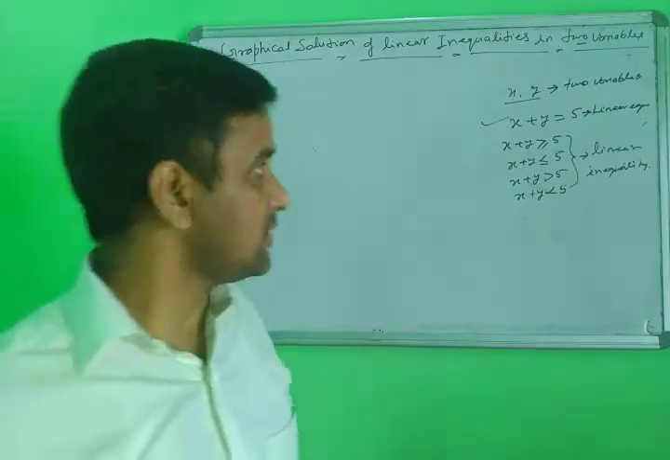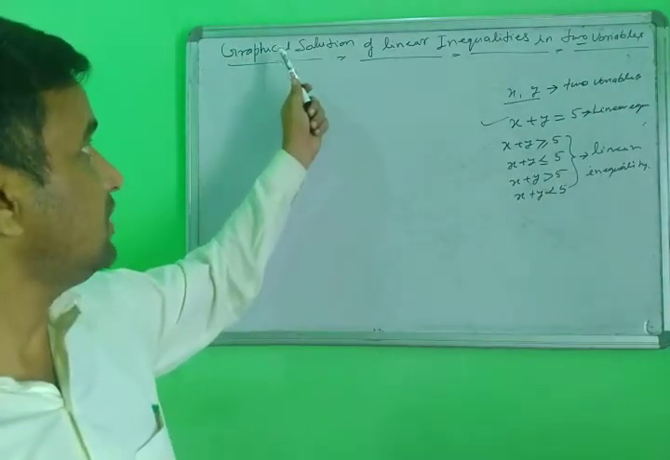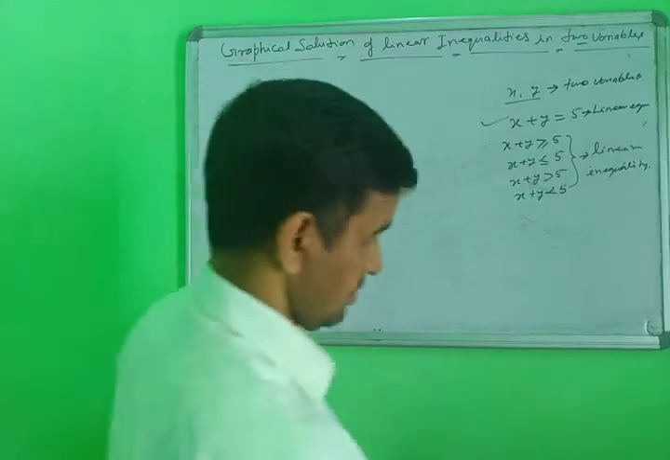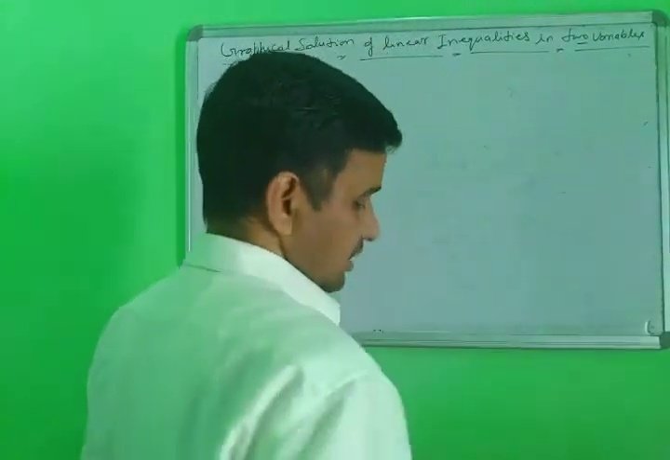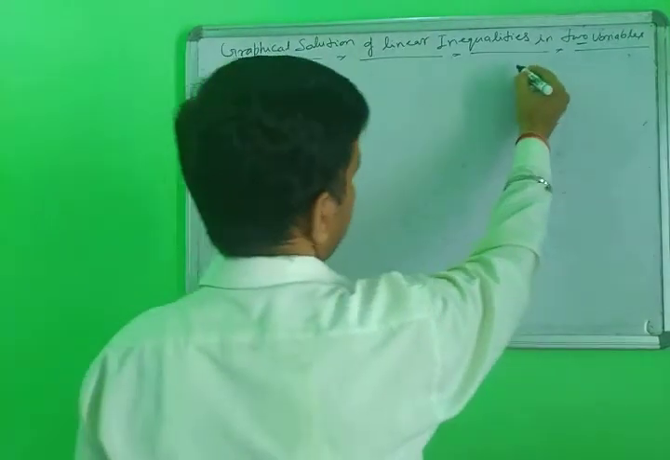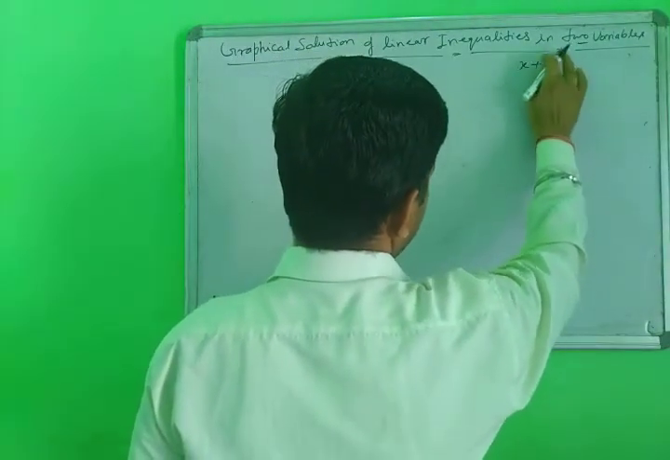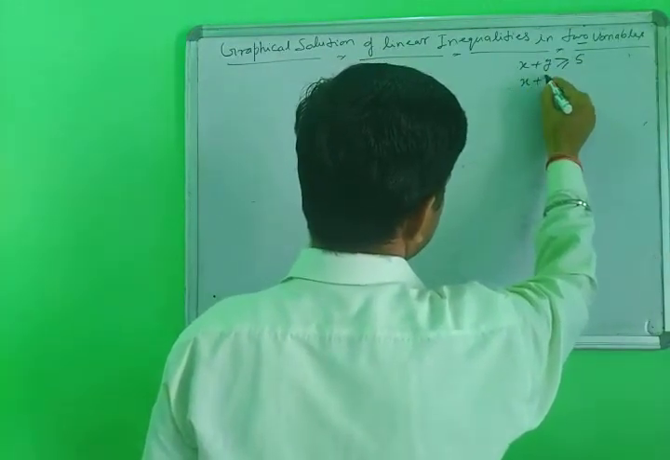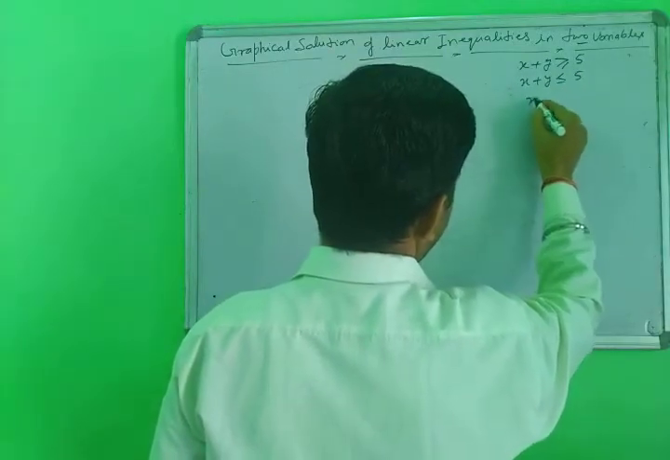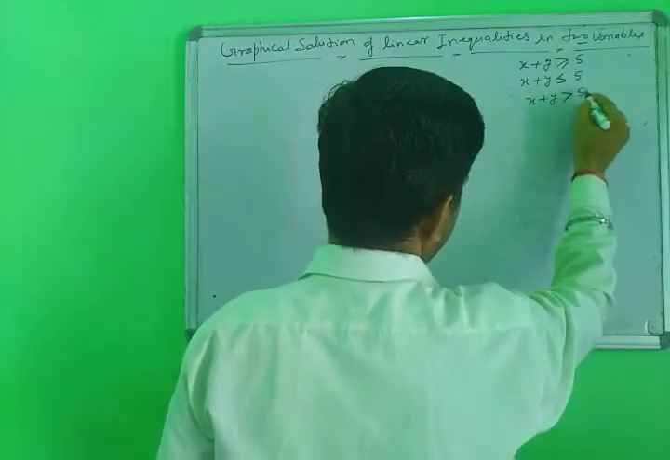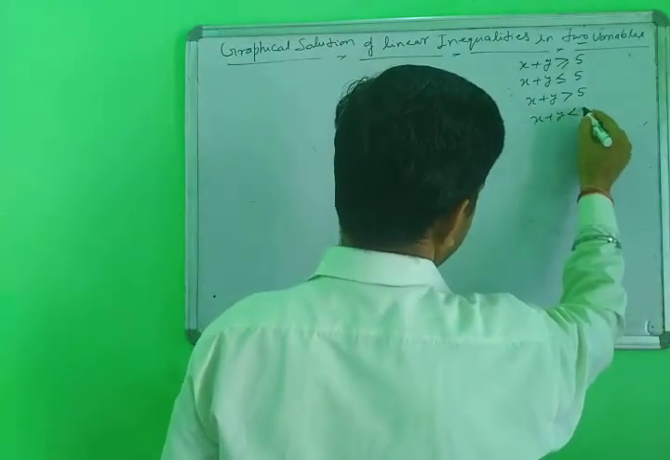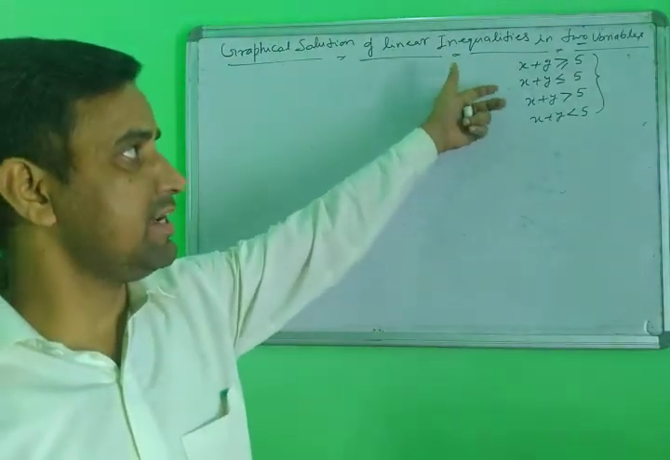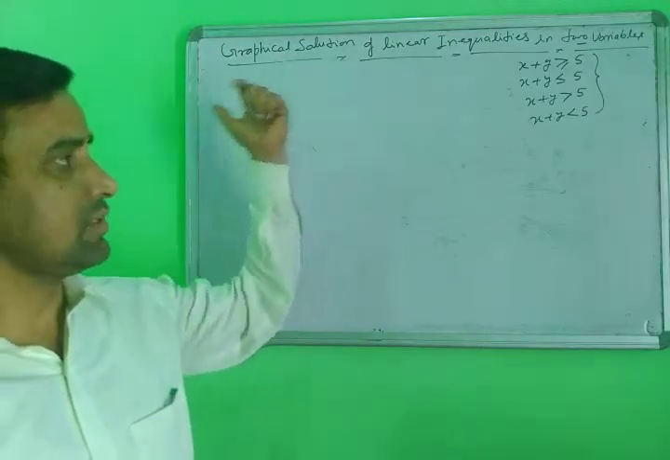So how to draw the graph of this? How to find the solution of linear inequalities in two variables? Suppose you have these conditions: x plus y greater than or equal to 5, x plus y less than or equal to 5, x plus y greater than 5, and x plus y less than 5. I am writing four types of inequalities here. So how to find the graphical solution?